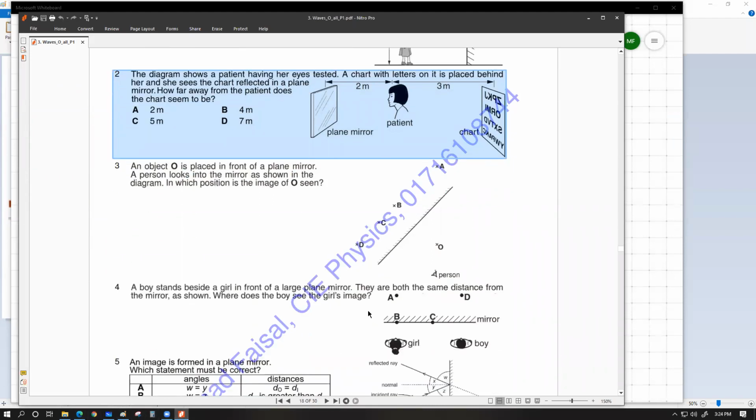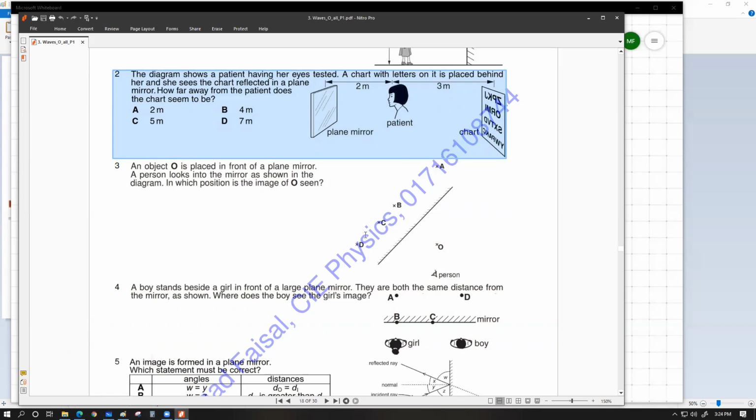Number 3 is just really simple, and to some extent, if you ask me, it's a very simple question. An object O is placed in front of a plane mirror. A person looks into the mirror as shown in this diagram. In which position is the image of O seen? It is always true for a plane mirror that the position of the image and the position of the object, if you join them together, you're going to get a straight line that crosses through the mirror at 90 degrees.